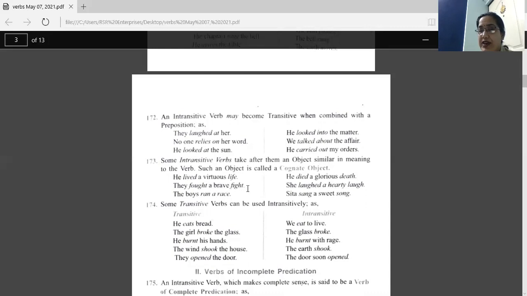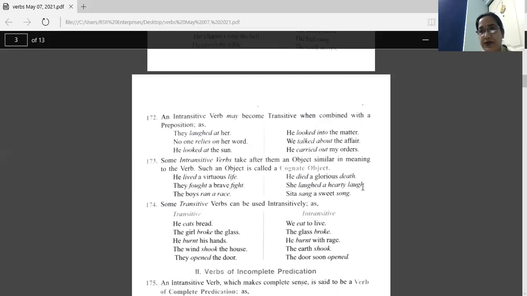They fought a brave fight. Fought is the verb. We are using this object, a brave fight. This fight's meaning is somewhat the same as this fought. So fight is a cognate object. The boys ran what? A race. And race meaning is similar to this ran. So this is a cognate object. He died a glorious death. Here death is the object and it is related with this died. They are somewhat the same in meaning. So death is a cognate object.